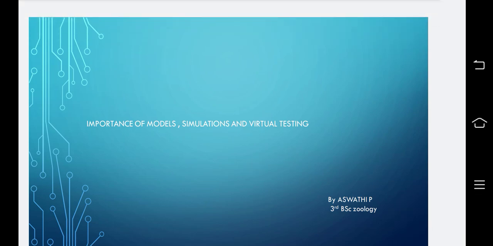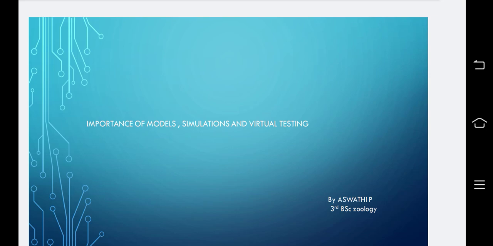Hi friends, today we are going to discuss the importance of models, simulations and virtual testing. It may not be possible to conduct all experiments in real life or natural settings, so theories have to be formulated without direct experiments. In such situations, models, simulations and virtual testing are used.